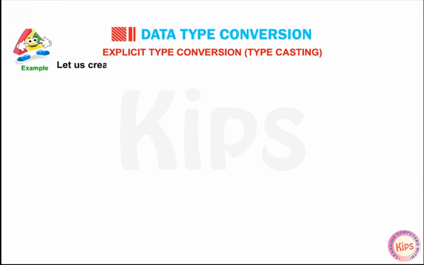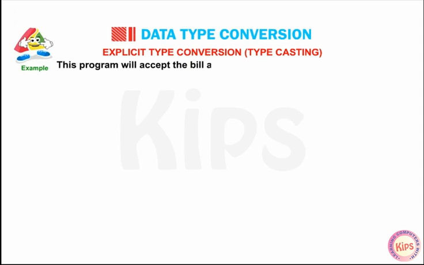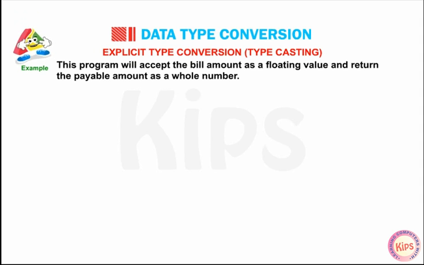Example: let us create a program to demonstrate the use of explicit data conversion. This program will accept the bill amount as a floating value and return the payable amount as a whole number.